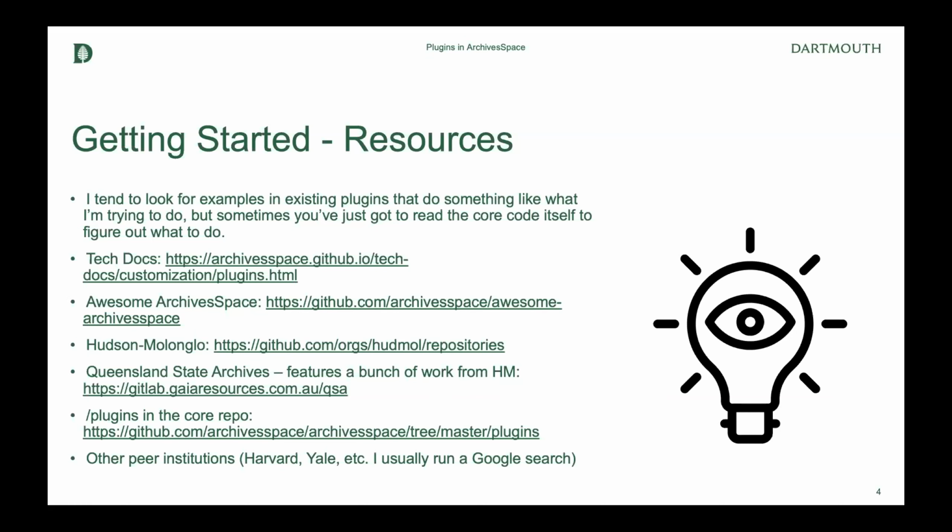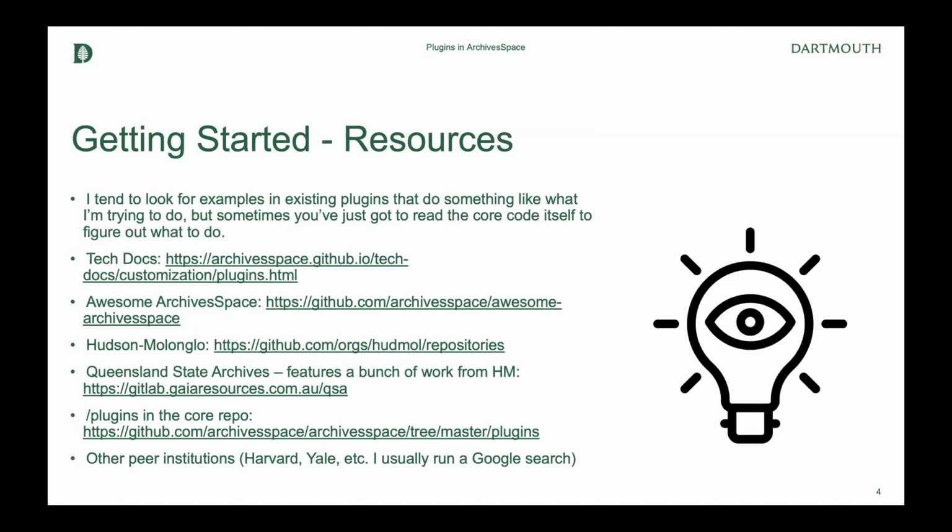Where I typically go is Hudson Molonglo's repository. They are the original developers of ArchivesSpace, and they've been actively working with other institutions to develop additional functionality. Dartmouth was one of those. So I typically go there to see if they have any repo that does things similar to what I'm looking to do. And another one, the Queensland State Archives, also features a bunch of work from HM, as I'm going to abbreviate that because I know I'm going to mispronounce Molonglo at some point.